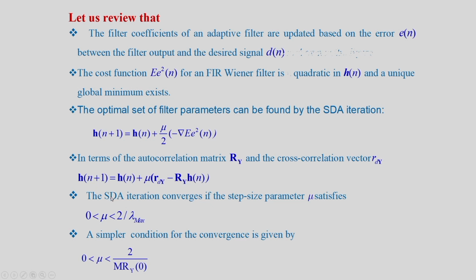This SDA iteration converges if the step size parameter mu satisfies this relationship: 0 is less than mu, less than 2 by lambda max, where lambda max is the maximum eigenvalue of the R_y matrix. A simpler condition for the convergence is given by mu lies between 0 and 2 by m times R_y(0), where m is the length of the filter.